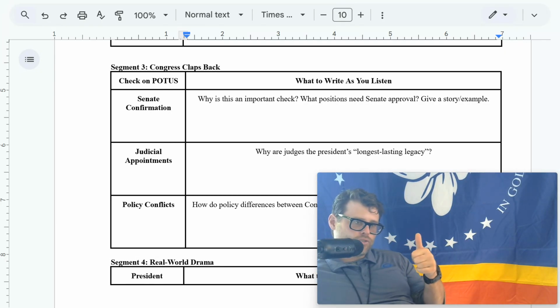And so here's the big picture. Divided government equals tension and slow gridlock, right? Slow grind. Unified government, the majority party wins big. And they win big, big.